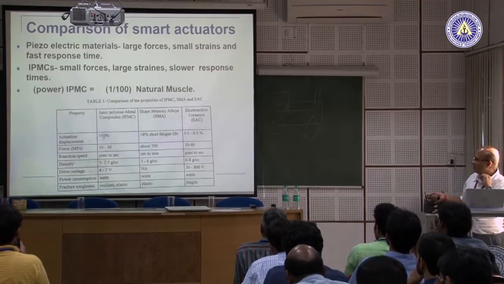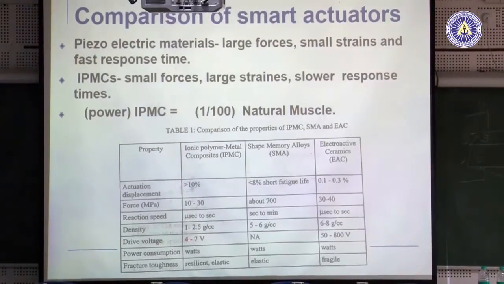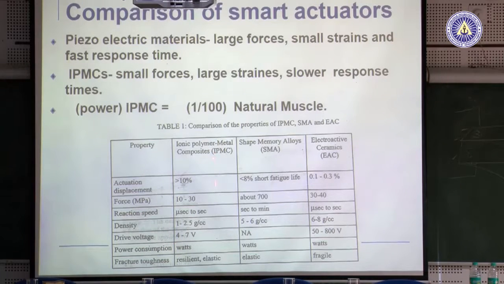Their reaction speeds are also not very fast, and they require very low voltage, only 4 to 5 volts is required to drive them. So, if you have an application where you require very large displacement, very low force and very low voltage, then you can use this.